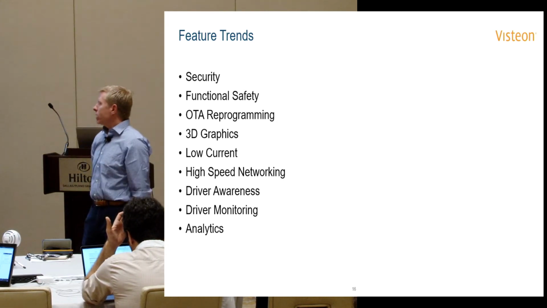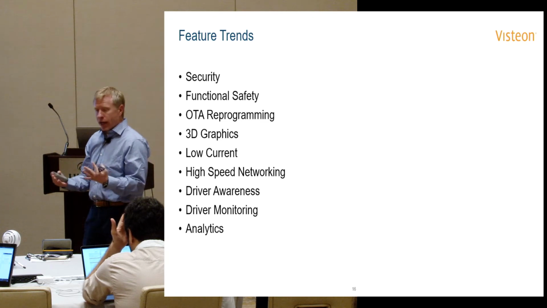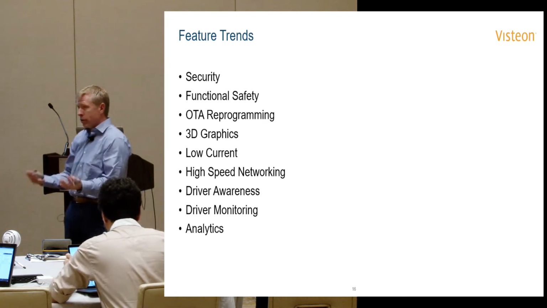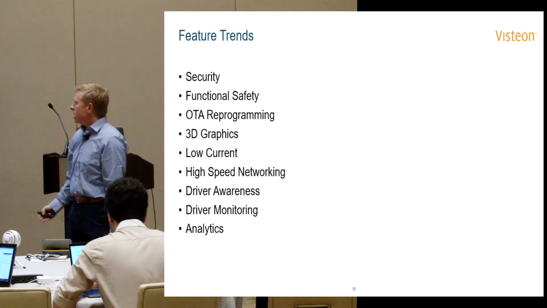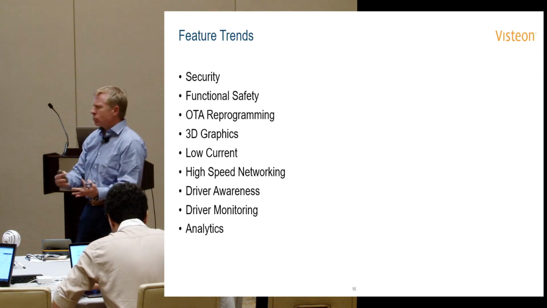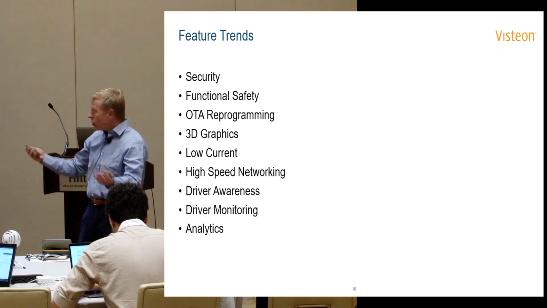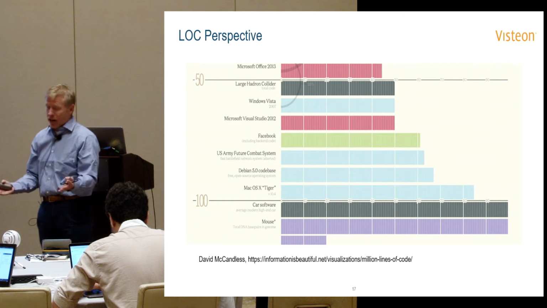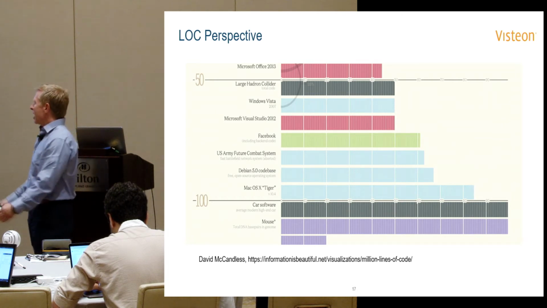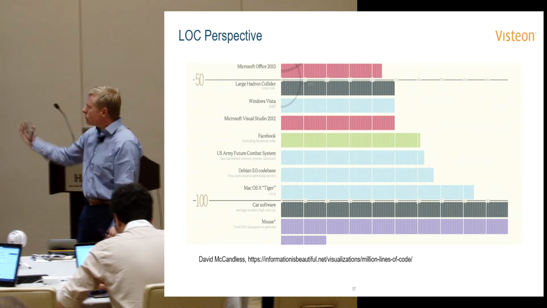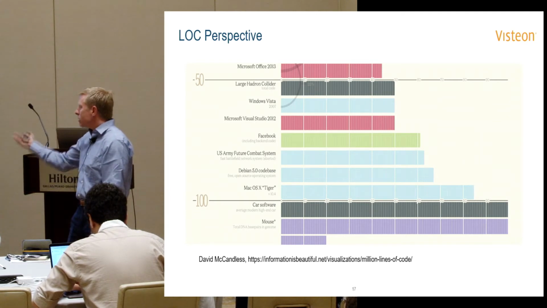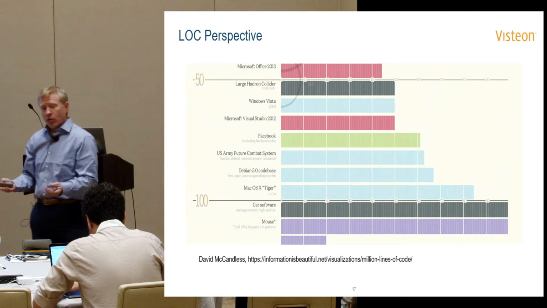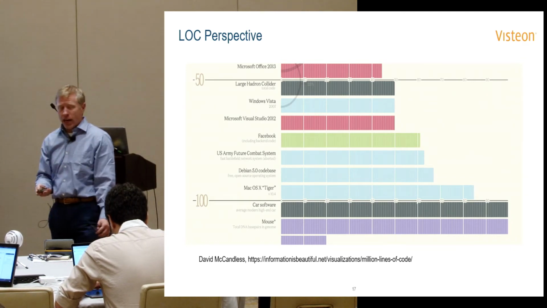Networking, a big deal for us in that it's growing. A few short years ago, Ethernet was not in the vehicle. Cellular was not in the vehicle. They're there now. Bluetooth. And then the last three are driver awareness, driver monitoring, and analytics for everything we're talking about here. Okay, so what does that mean? It means there's a lot of code in there. All right, this is a rather old perspective, but 100 million lines of code per vehicle. I think we're well north of that now.